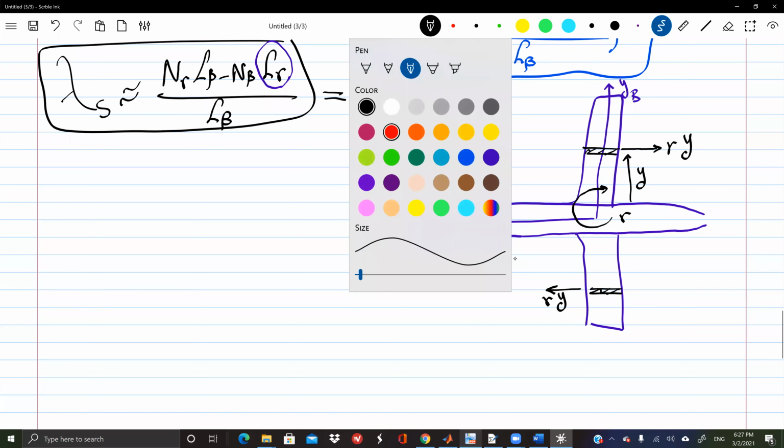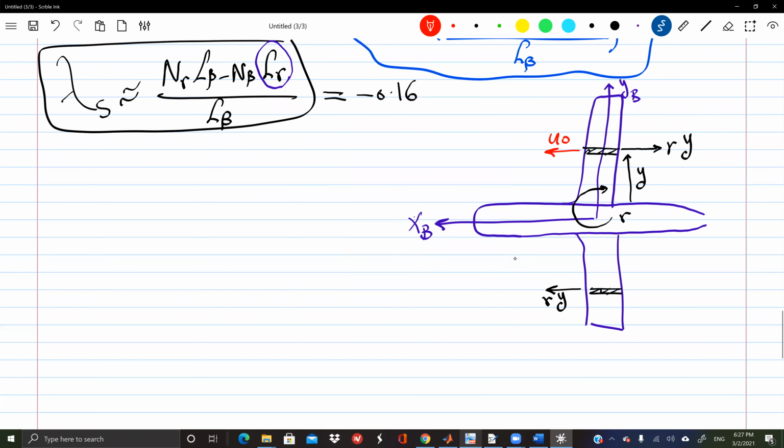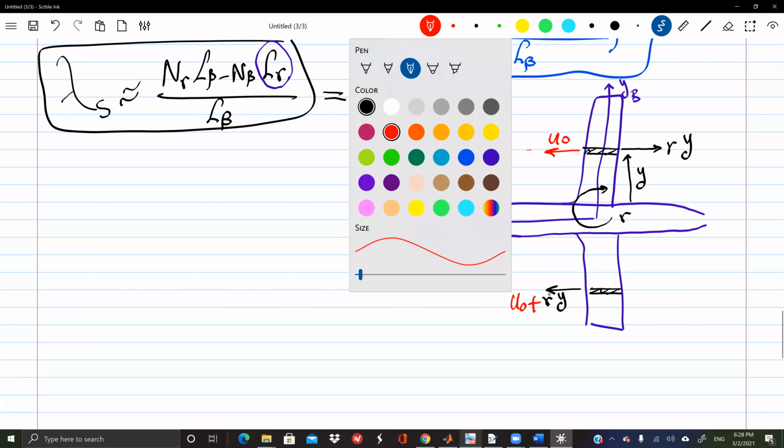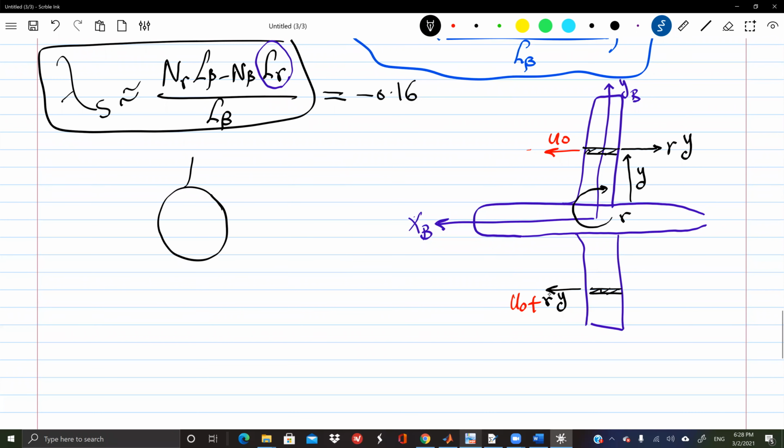But remember, they were moving forward by U naught, right? So the total velocity here is U naught minus RY, whereas on the other side it will be U naught plus RY. So the right wing is experiencing smaller speed relative to the surrounding air, and the left larger speed. Larger speed means what? More lift. Exactly. Lift goes with the speed squared, folks. So larger speed, larger lift; smaller speed, smaller lift.